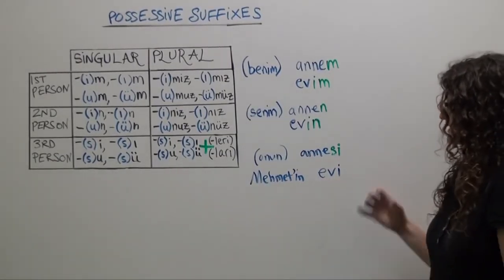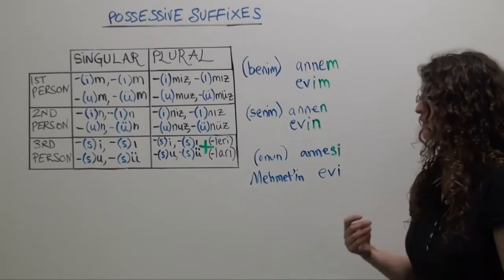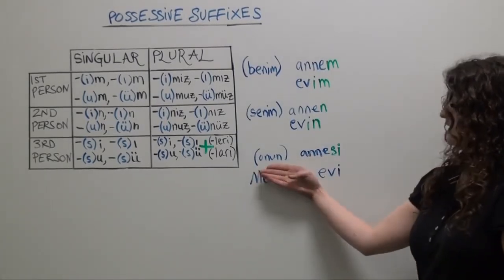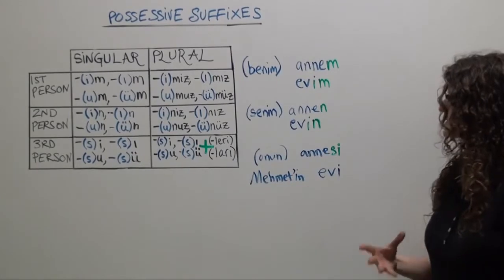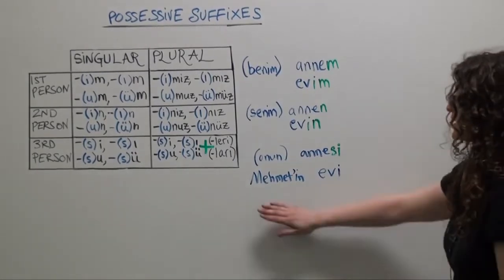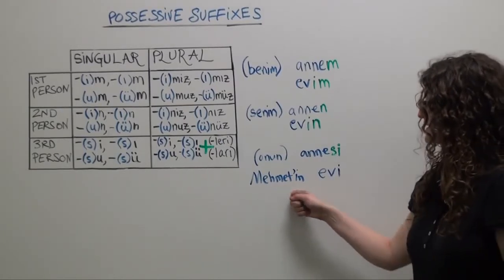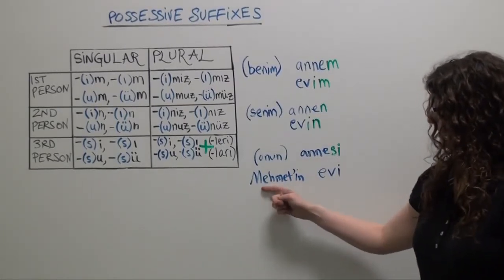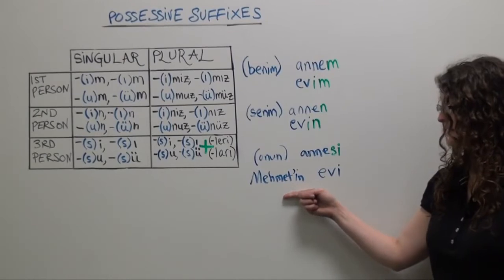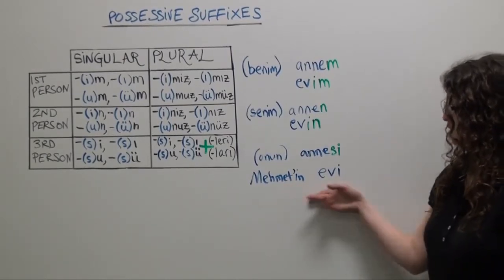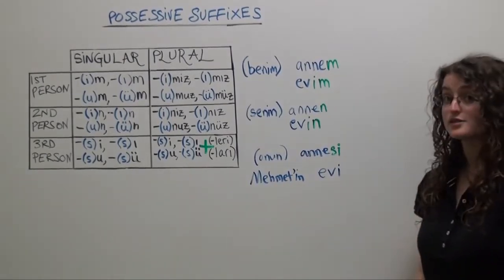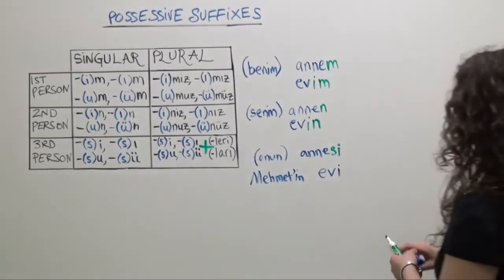As we saw with annesi, if you want to stress that it's his house or her house, you can say onun evi. Or if you want to specify that the house belongs to someone, you can put a noun or proper noun in the genitive, as we have here, Mehmedin evi. These two words mean Mehmet's house. Let's move on to the plural.